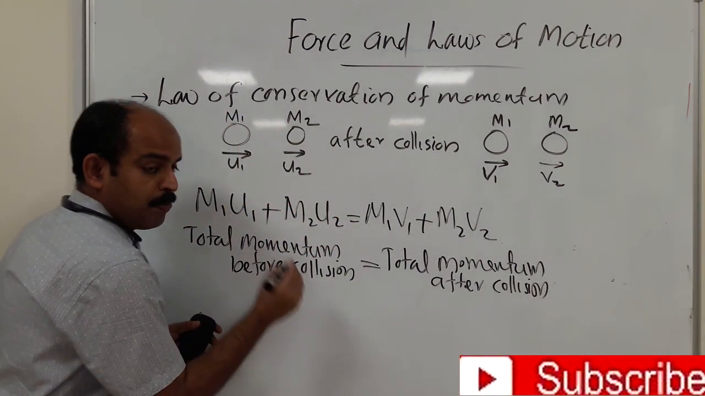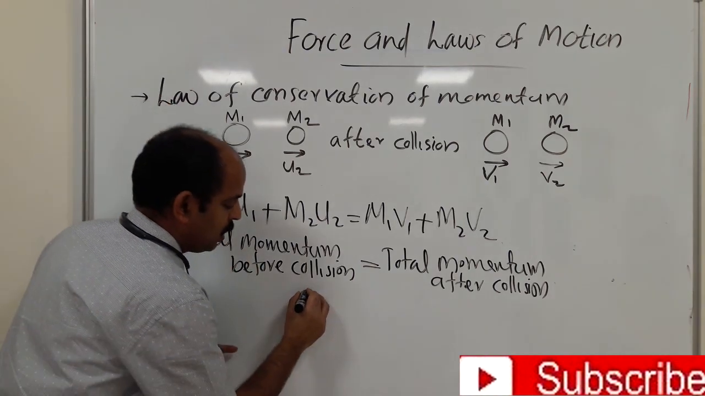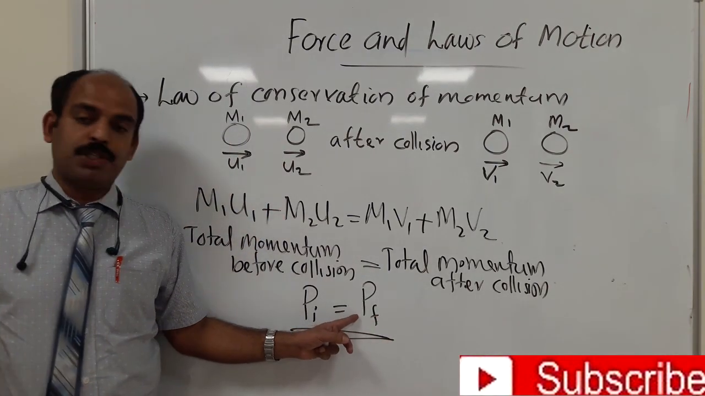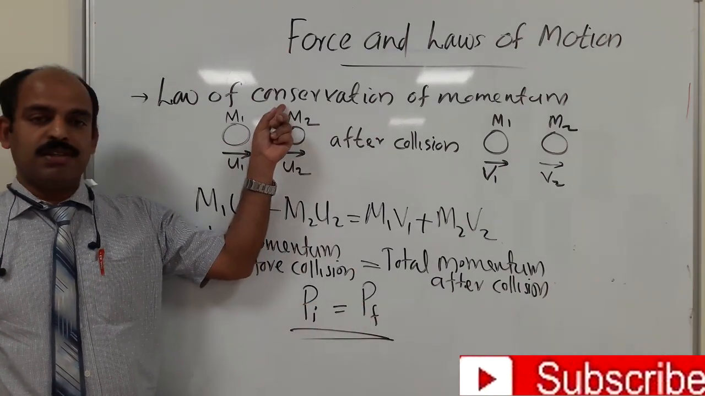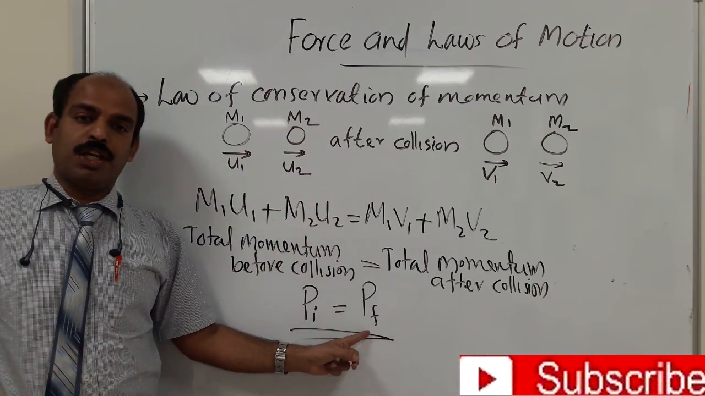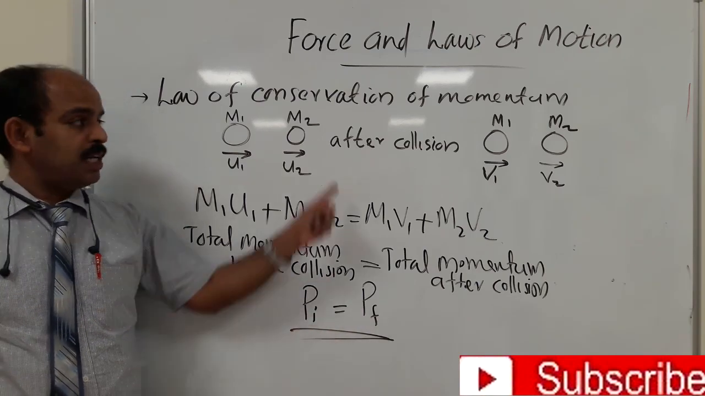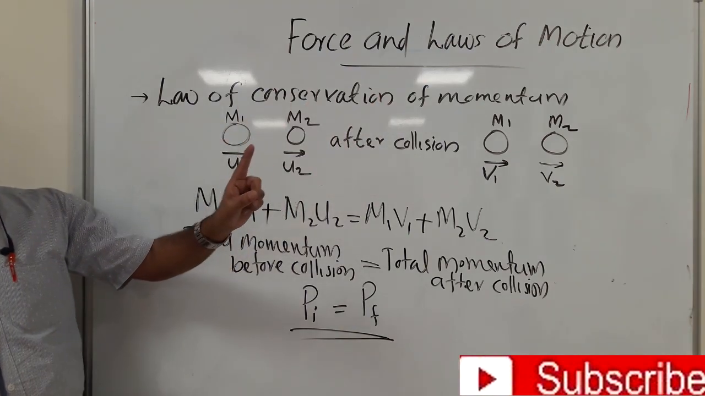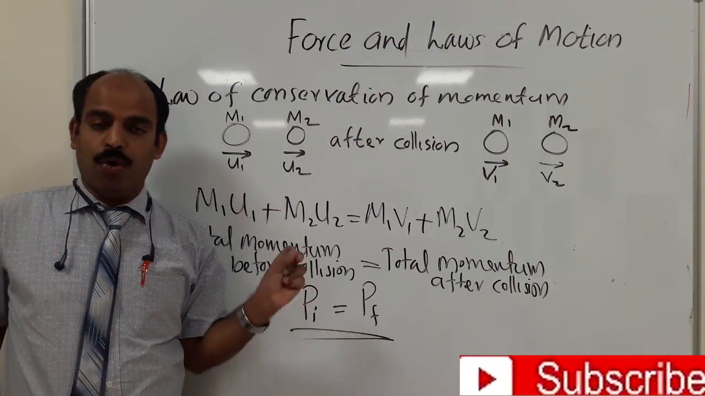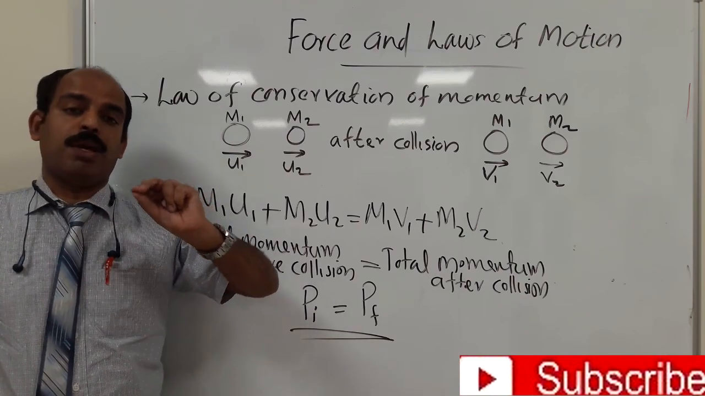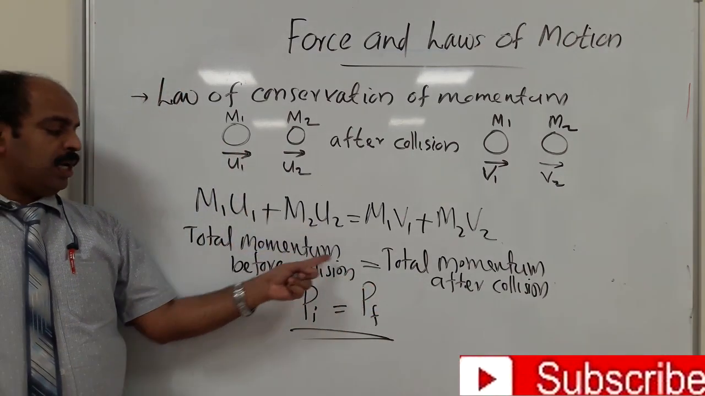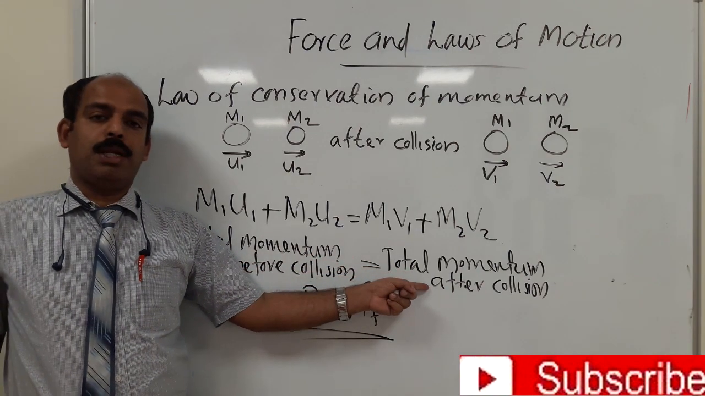Or we can write, momentum is represented by which letter? P, right? So Pi equal to Pf, that is initial momentum is equal to final momentum. So this law is proved. Total momentum before collision is equal to total momentum after collision. That is the law of conservation of momentum. According to the law of conservation of momentum, total momentum before collision is equal to total momentum after collision, or the total momentum of a system remains constant, or is conserved. See that here we proved that total momentum before collision is equal to total momentum after collision.